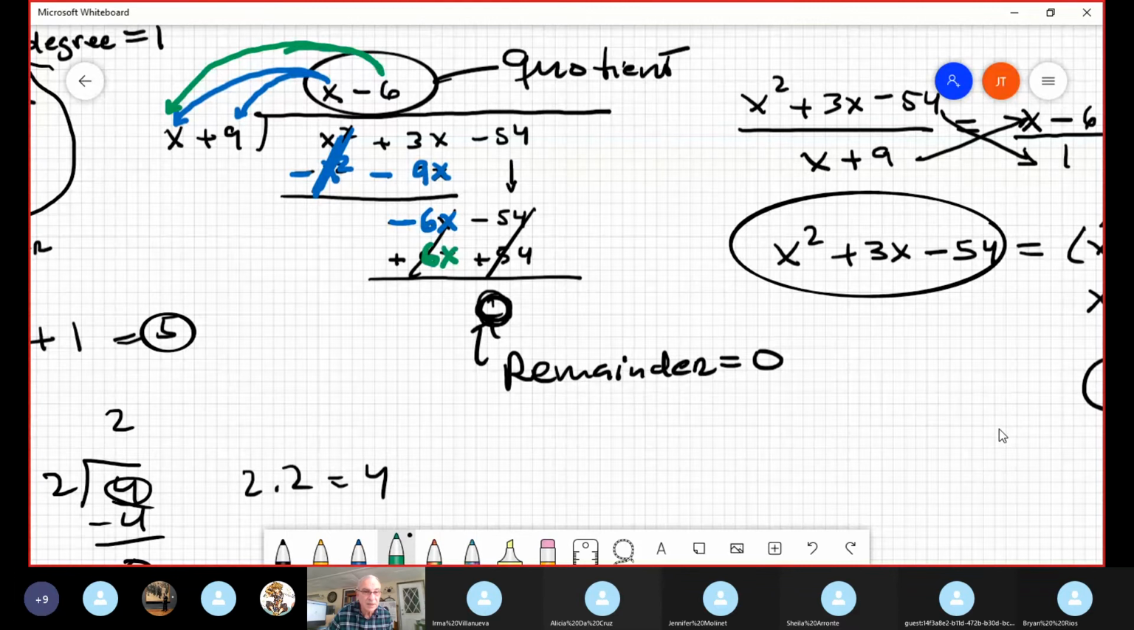And 6 times 9 is 54. By subtracting, change the sign, sorry. No, this 54 is coming when I bring down this 54. In this case, it's a coincidence. And the remainder is 0. This is the process. Okay.